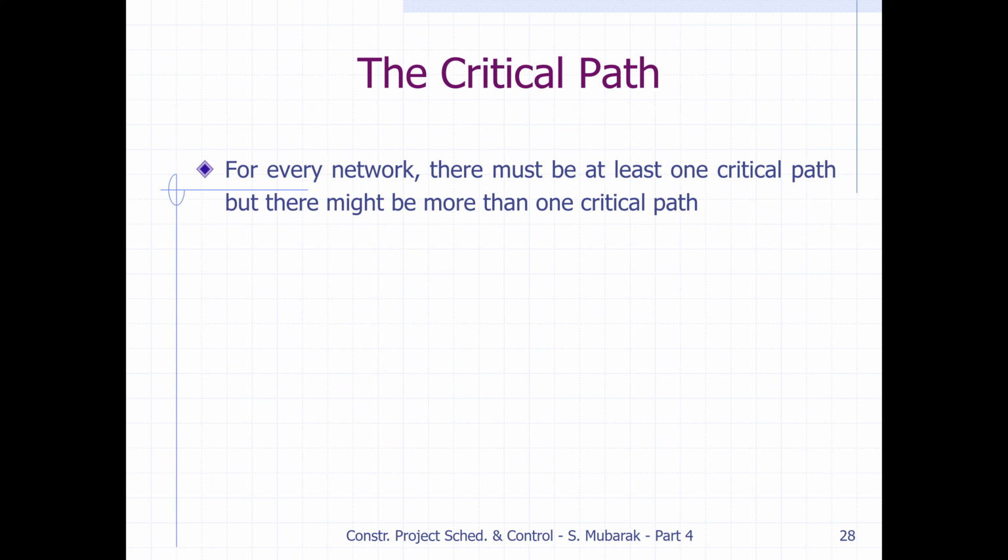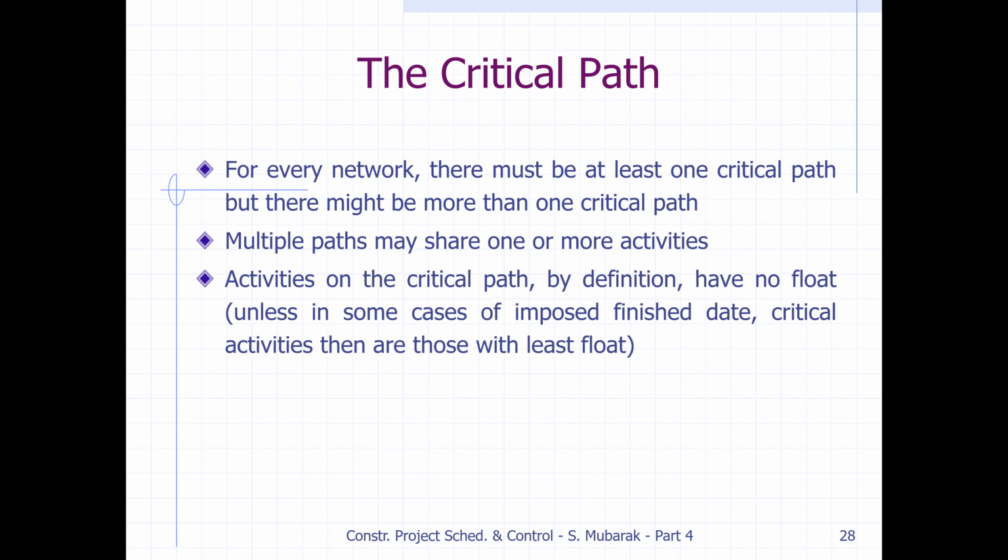For every network, there must be at least one critical path, but there might be more than one critical path. So in the network diagram, there will be at least one critical path from start to finish, but for a complicated diagram, there could be more critical paths. Or it's possible that all activities are on the critical path. Multiple paths may share one or more activities. So multiple paths could be there, and maybe one activity will be common, or they may be separate.